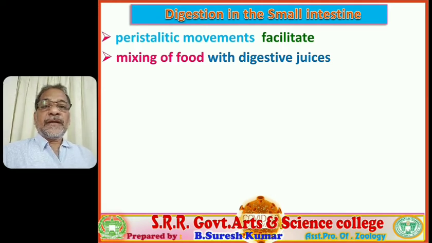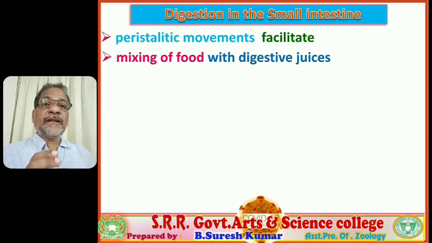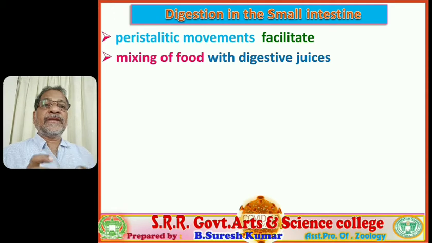Peristaltic movements facilitate mixing of food with the digestive juice in the small intestine. After completion of digestion, the food material remains approximately 4 hours in the stomach. After partial digestion, the chyme gradually discharges into the small intestine by the opening of the pylorus. When it drops into the small intestine, the peristaltic movements facilitate the mixing of food with the digestive juices.